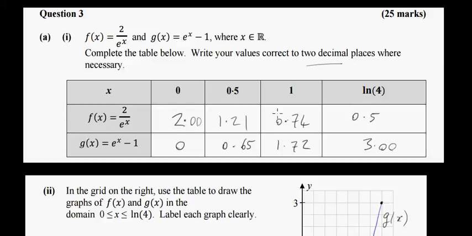First part of the question just simply asks us to fill out this table here to 2 decimal places. We've got to work out the y values for each of these x values. That's fairly straightforward. You just stick 0 in here instead of x, 0.5 in here instead of x, 1 in here instead of x, and log 4 in here instead of x. And write down the y values that you get when you do this calculation. Same here with our g of x function. These are the values I got anyway, to 2 decimal places.